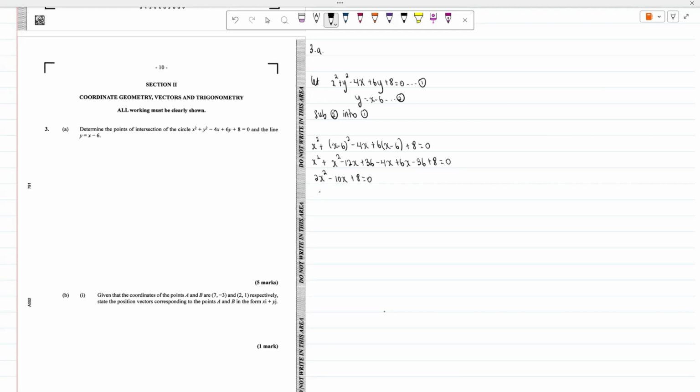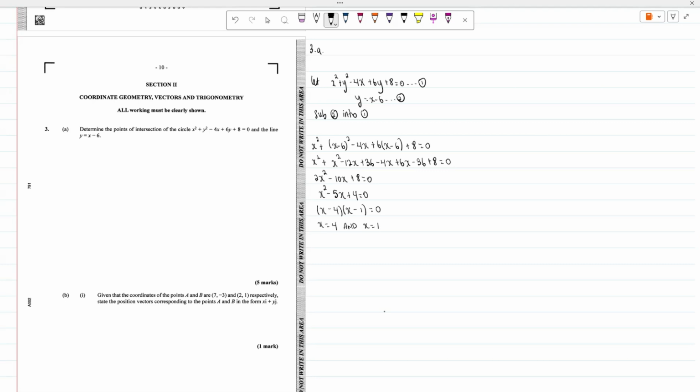Because it's an equation, I could divide everything by 2. X squared minus 5x plus 4 is equal to 0. And there's a nice thing to factorize, right? This is going to be x take away 4 into x take away 1 is equal to 0. I'm going to get x is equal to 4, and because they want points of intersection, x is equal to 1. Cool?